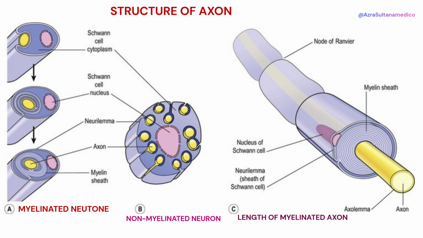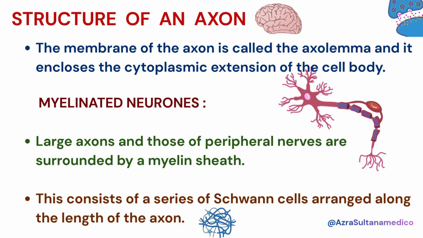A. Myelinated neuron. In a myelinated neuron, the axon is covered by a fatty insulating layer called the myelin sheath. B. Non-myelinated neuron. In a non-myelinated neuron, the axon does not have a myelin sheath. C. Length of myelinated axon. Myelinated axons can be very long, sometimes up to 1 meter in humans. This allows fast communication between distant parts of the body. Structure of an axon. The membrane of the axon is called the axolemma and it encloses the cytoplasmic extension of the cell body.